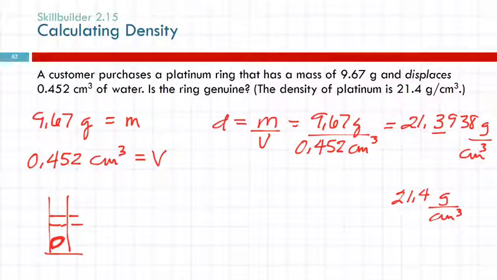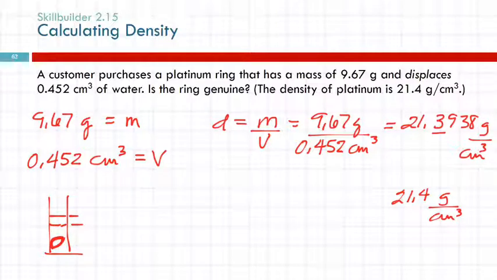Is it platinum? Yeah, it is. Now notice that this number is not exactly the same as that. It does round to that, which is convenient, but it's a little bit less. Because when we make these measurements, there are small amounts of error. And so if this came out to 21.3 grams per cubic centimeter, I would still conclude that it's platinum, because it's very close. And anytime we make measurements, they're going to be off by a smidge.